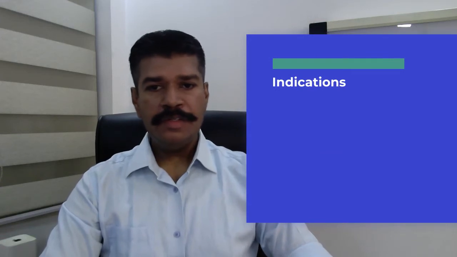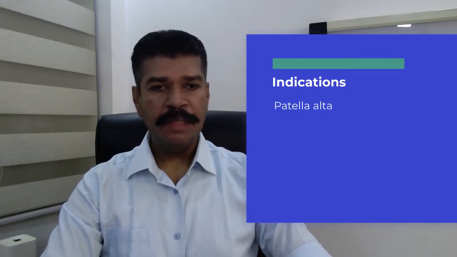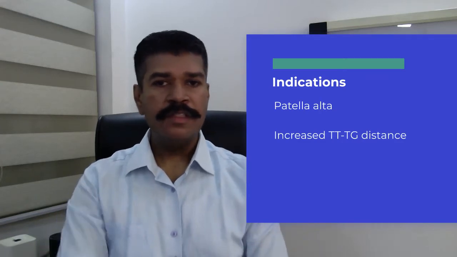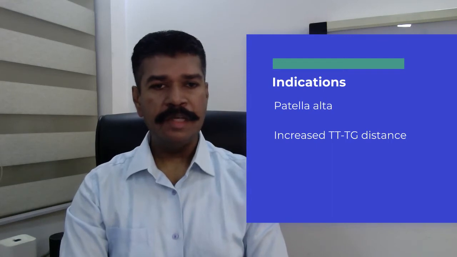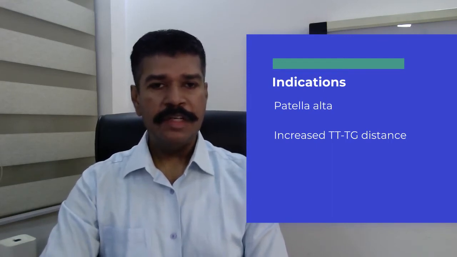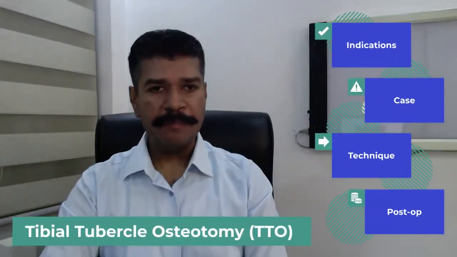Now, coming to indications of tibial tubercle osteotomy, if there is patella alta or if there is increased tibial tubercle trochlear groove distance causing excessive lateralization of the tibial tuberosity and of the entire extensor mechanism, these form two indications to do a tibial tubercle osteotomy.